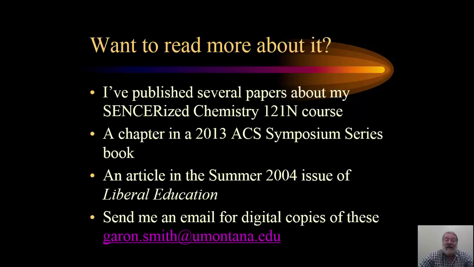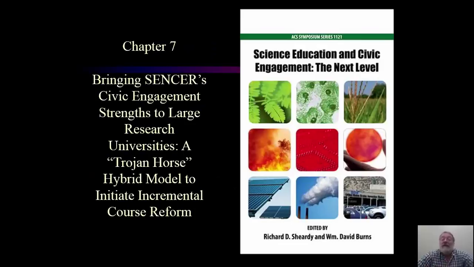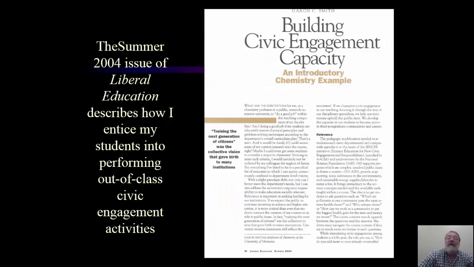It's just my name, garon.smith@umontana.edu. Here's a picture of the cover of the American Chemical Society Symposium Series book. My chapter is number 7. It's called Bringing SENCER Civic Engagement Strengths to Large Research Universities, a Trojan Horse hybrid model to initiate incremental course reform. The paper from Liberal Education describes how I entice my students into performing out-of-class civic engagement activities for points they can add on to their exam scores. So both of those are available to you.